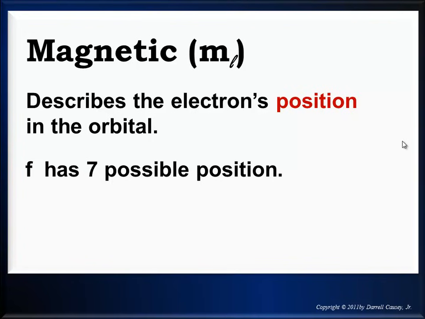So if you're in any energy level, let's say in order to get to the F's you have to be in at least energy level 4. In energy level 4, you're going to have the F, and there'll be 7 possible positions or orbitals in that F orbital. But if you're in the S type orbital in the 4th energy level, there'd only be 1 position, etc.